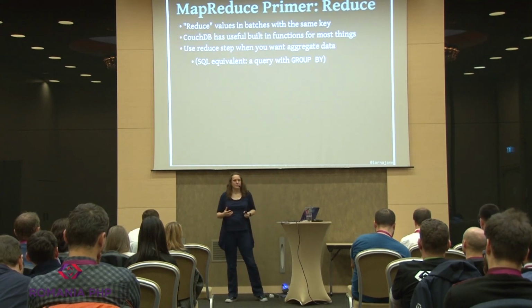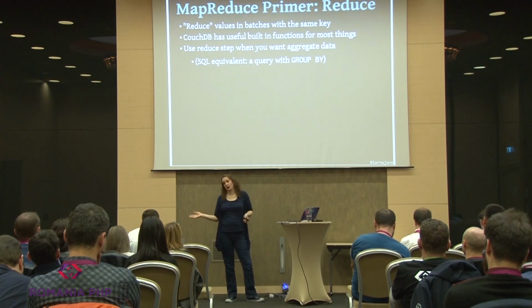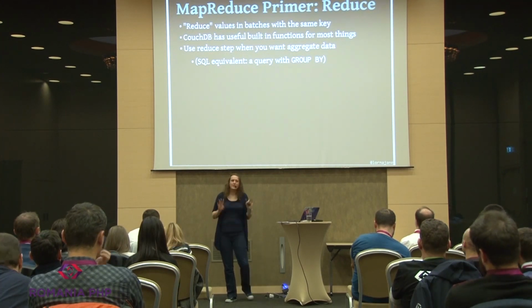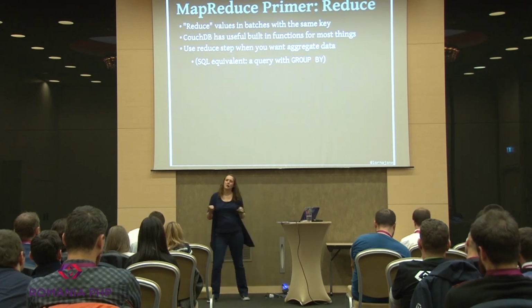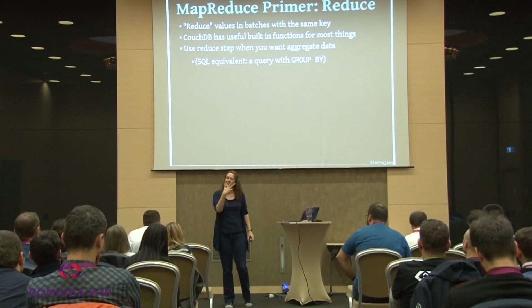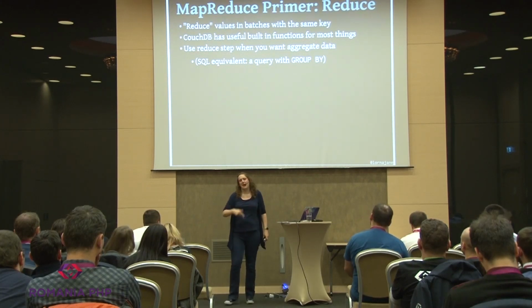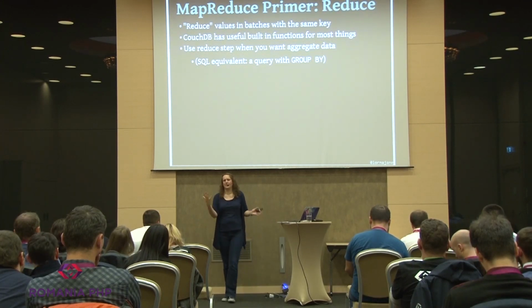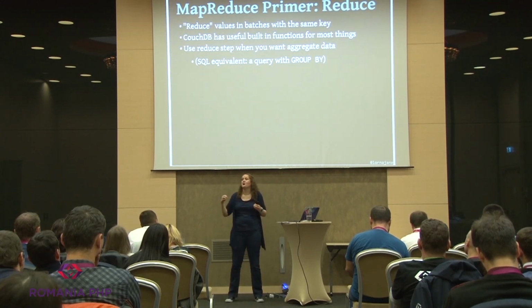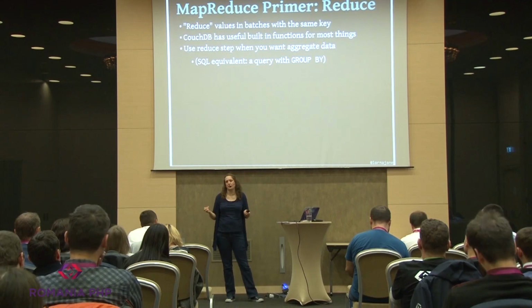CouchDB has reduce functions. You can write your own reduce function. You're probably doing it wrong. Not necessarily. I have written my own before. But for the most part, it has some count and something called stats, which does averages, standard deviations, and some other stuff that I don't understand. So it's got you covered for the majority of things that you want to do.